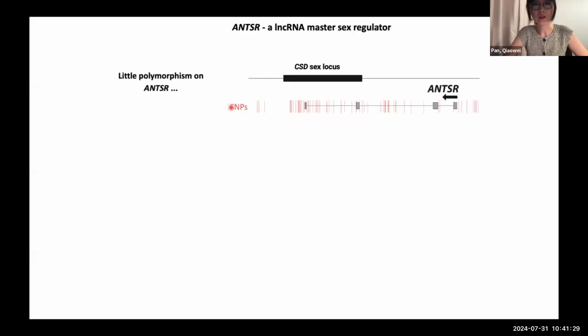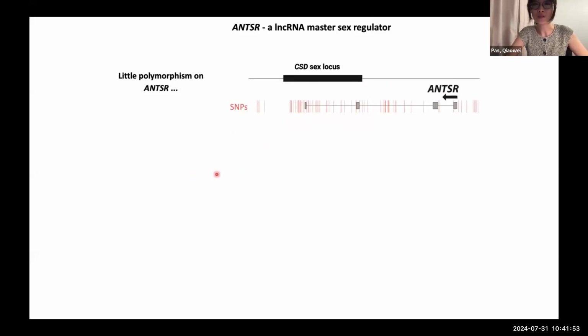So here, each of the red bars represents a polymorphic site when you compare 2 representative alleles at the sex locus. There are many polymorphic sites in this region. However, all of the polymorphic sites are located outside of the exons of the non-coding long RNA. This tells us that it is not the sequence polymorphism that would differ between males and females.